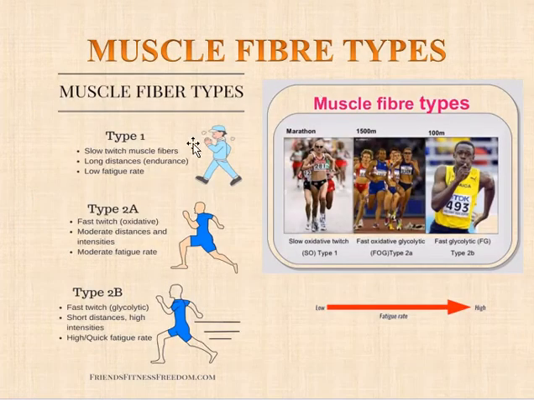Muscle fiber types: type 1, type 2A and then type 2B. Type 1, slow twitch muscle fibers, used for long distances, endurance activities and low fatigue rate. Type 2A, fast twitch, moderate distances, moderate fatigue rate. Type 2B, fast twitch, glycolytic, short distances, high intensities, high or quick fatigue rate.